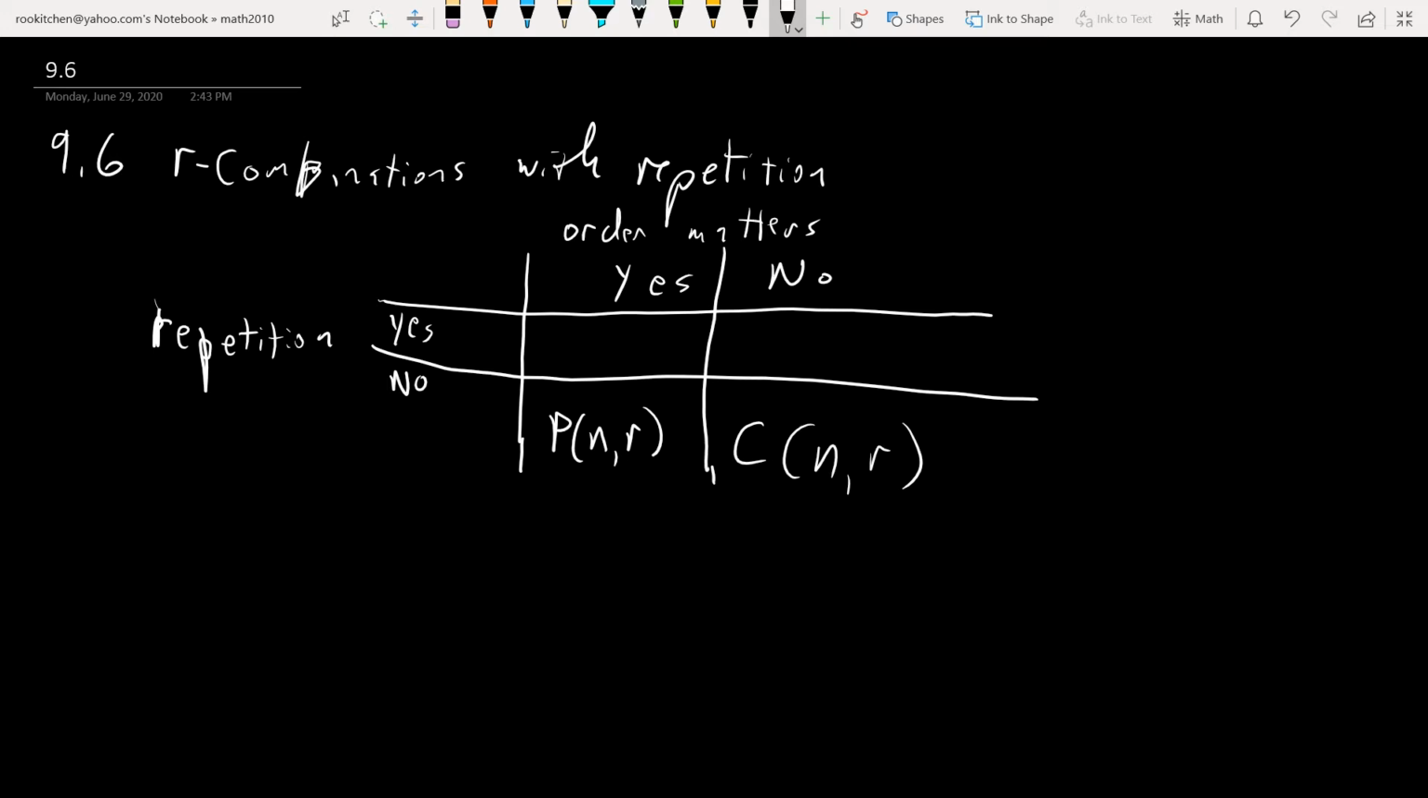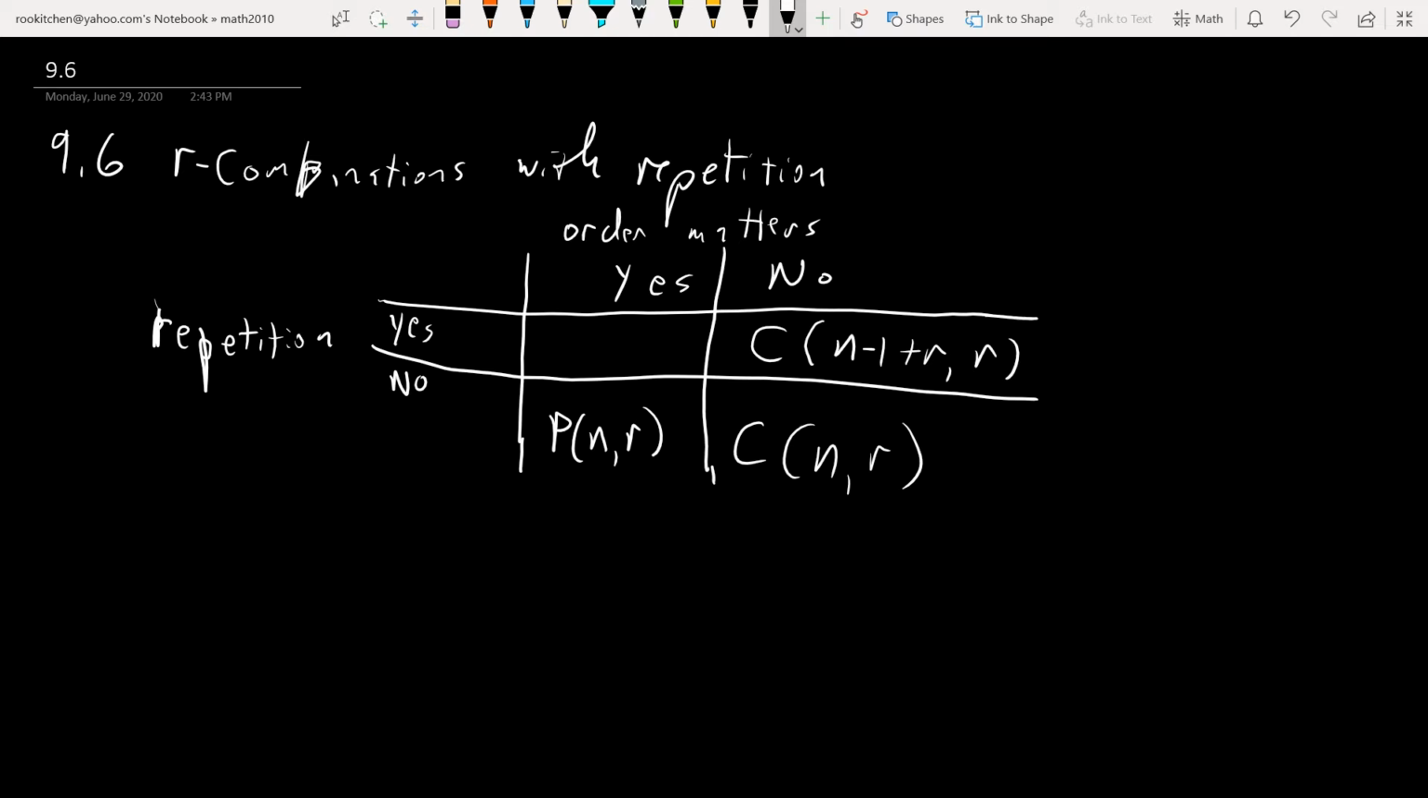When we start throwing in repetition and order still doesn't matter, so the top right part of the chart there, repetition yes, order no, that's what we're going to look at in this section, R combinations with repetition. And if you think of nCr in the other notation, it'll be (n − 1 + R) choose R, which we'll do in this section.